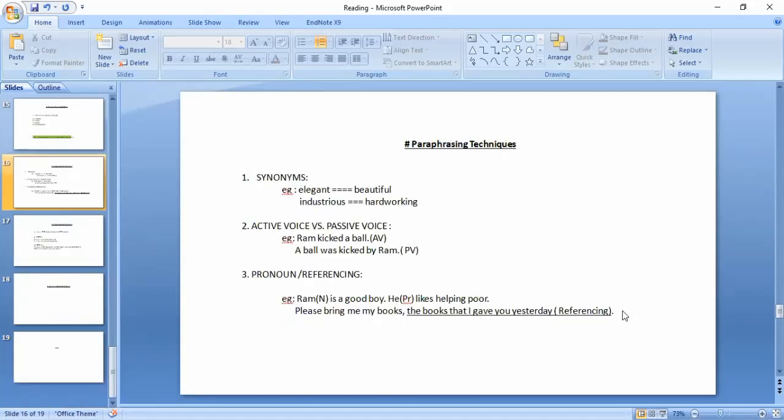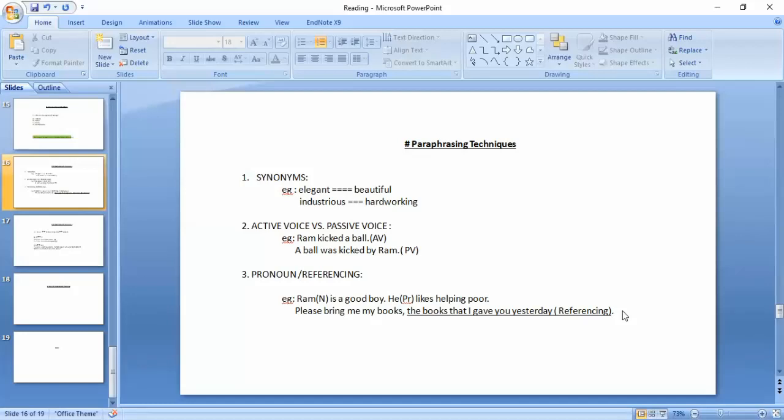Now, let's learn something about the paraphrasing techniques. If you know paraphrasing techniques, that will help you improve your writing score, your speaking score, as well as your listening score, as well as reading score. In other words, paraphrasing is one of the essential foundations or pillars for the IELTS test.